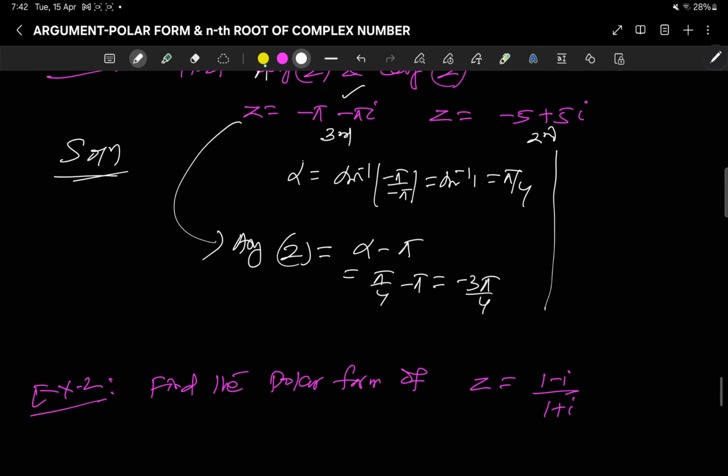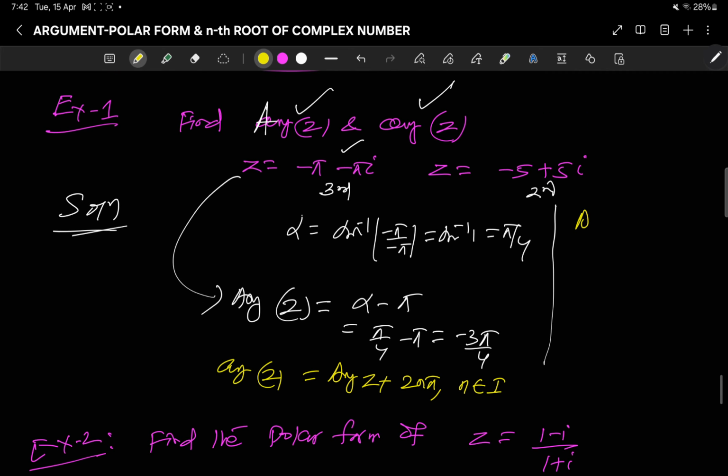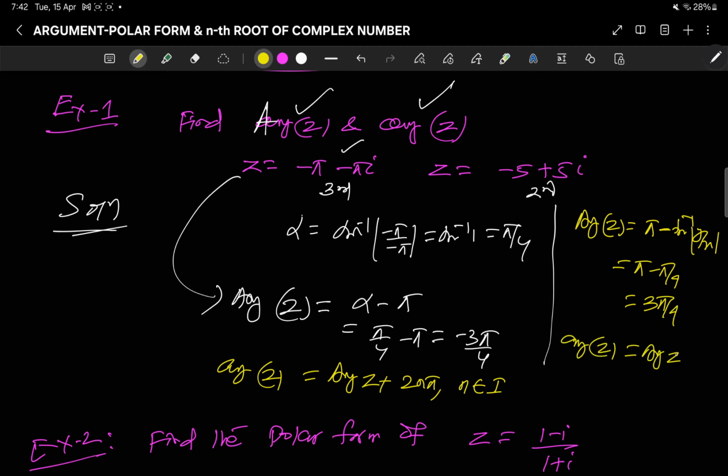And what is here ARGZ? Here ARGZ is ARGZ plus 2n pi, n is an integer. Accordingly, in the second quadrant, what is ARGZ? ARGZ is pi minus tan inverse of y by mod x. It is pi minus pi by 4, which is 3 pi by 4. So here ARGZ accordingly, ARGZ plus 2n pi, n in Z.